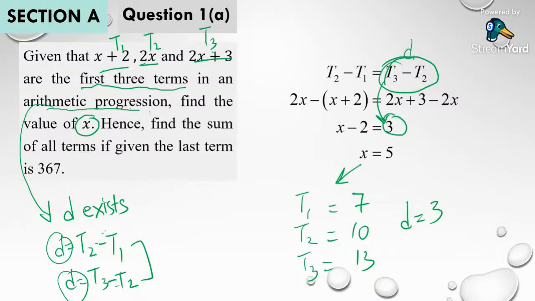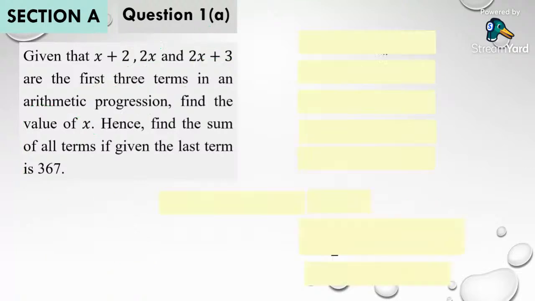Okay. If you're clear about all these values here now, I believe the next part, hence, find the sum of all the terms if given the last term is 367. Okay. The next part of the questions. Watch out. What is the 367 referring to? It is the last term. Which last term? Don't know. What I want to find? I want to find out the sum of all the terms. So that means the first until the last term.